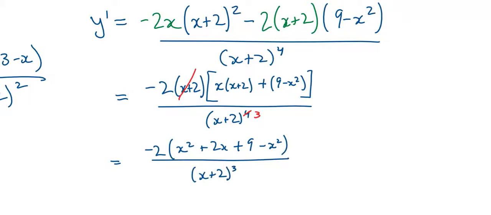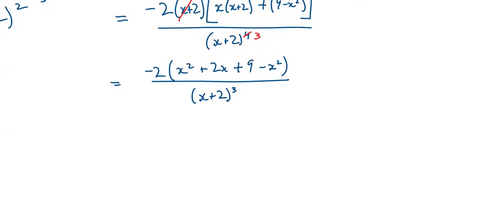Last step. x squared minus x squared is gone. I get 2x plus 9 over x plus 2 all cubed. You're all frantically writing to keep up, but I hope you're following that. Cleaned up pretty nicely. Don't you agree? All done? No, we're not all done.